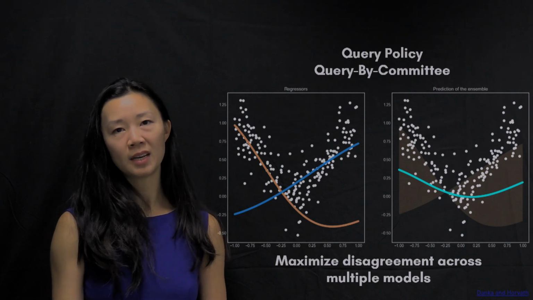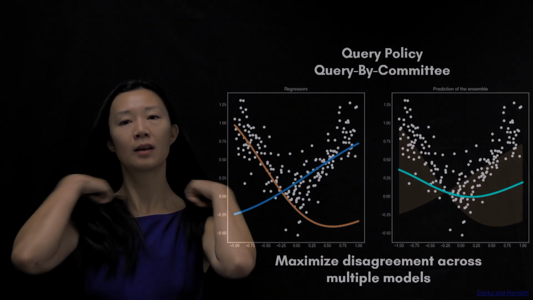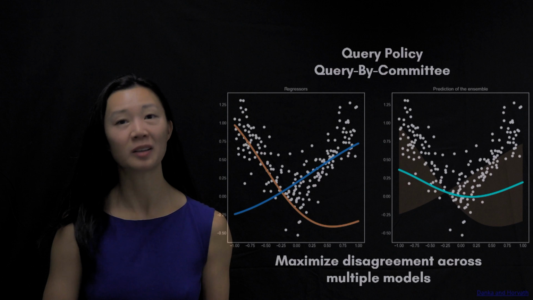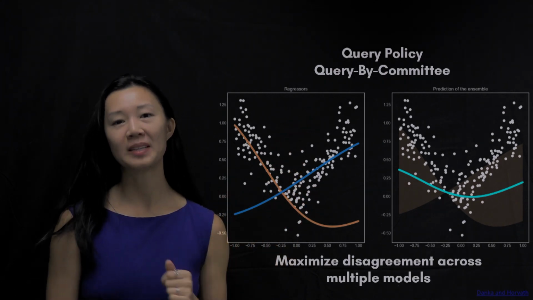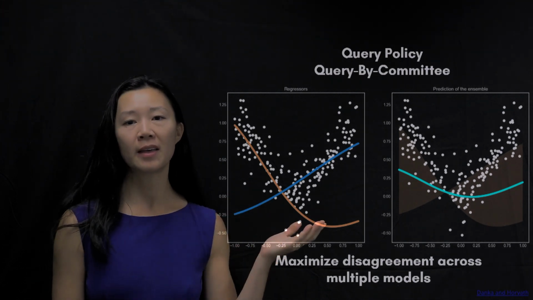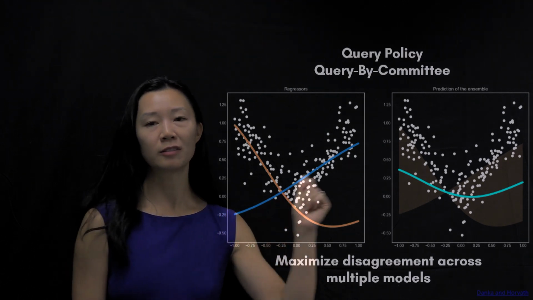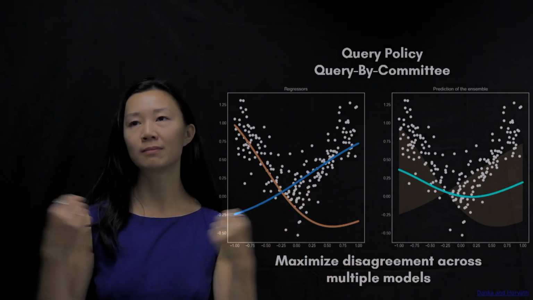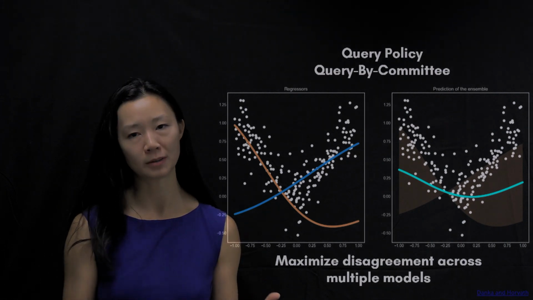For query by committee, instead of assuming that you only have one model to work with, query by committee, as the name suggests, means that you have a committee of models that you're considering. And so pictorially, here, the white points are the data, the orange line is the mean prediction of one model, and then the blue line is the mean prediction of a second model. You can find the mean prediction across these models, and that is your estimate that you put forth, the prediction of your ensemble of models.